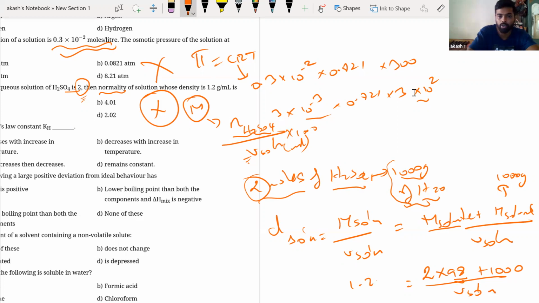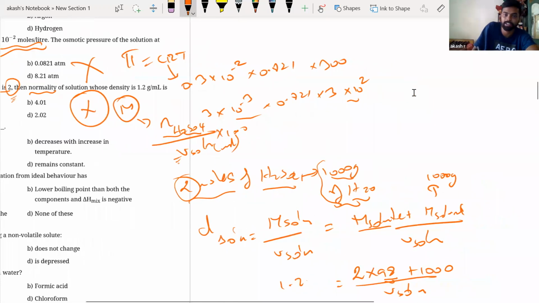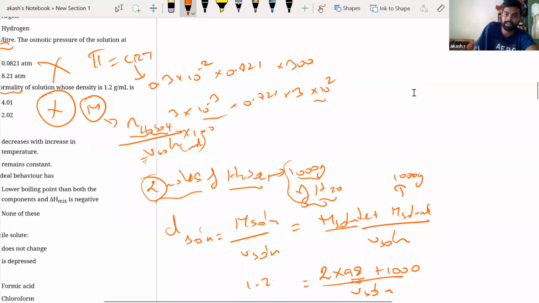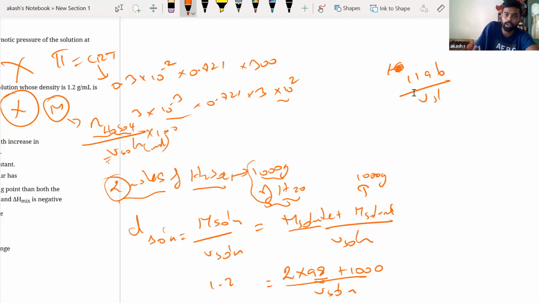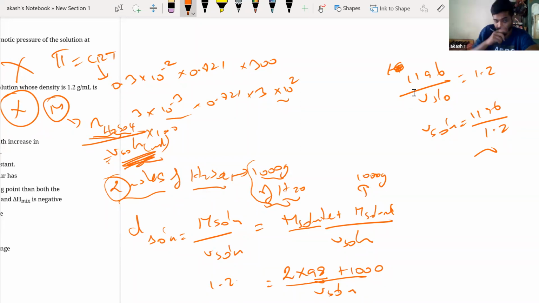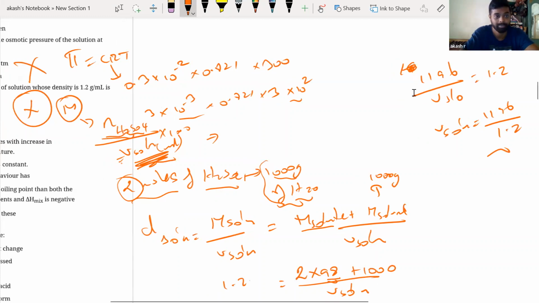Right? So 2 into 98 will become 196. 196 plus 1000 will become 1196, divided by the volume of solution is equal to 1.2. So volume of the solution will be equal to 1196 divided by 1.2. Whatever the volume you get, you convert, you put it here in the molarity calculation, right? And then H2SO4 number of moles I know is 2. We can calculate this very easily. Okay, right? I hope everybody gets this.